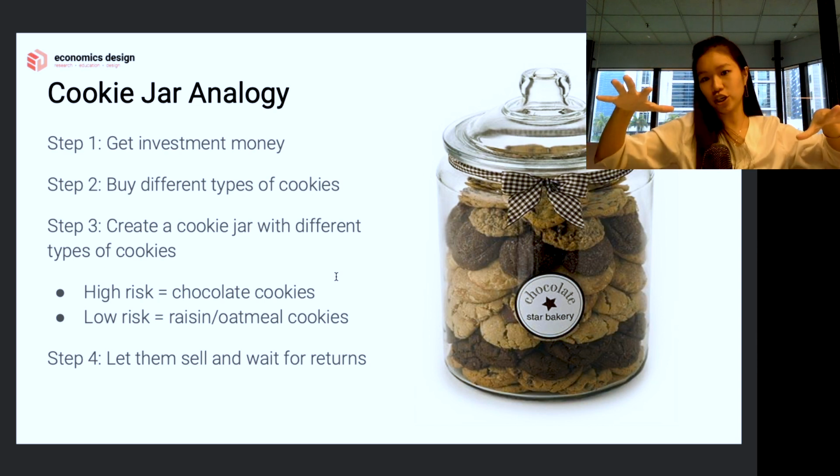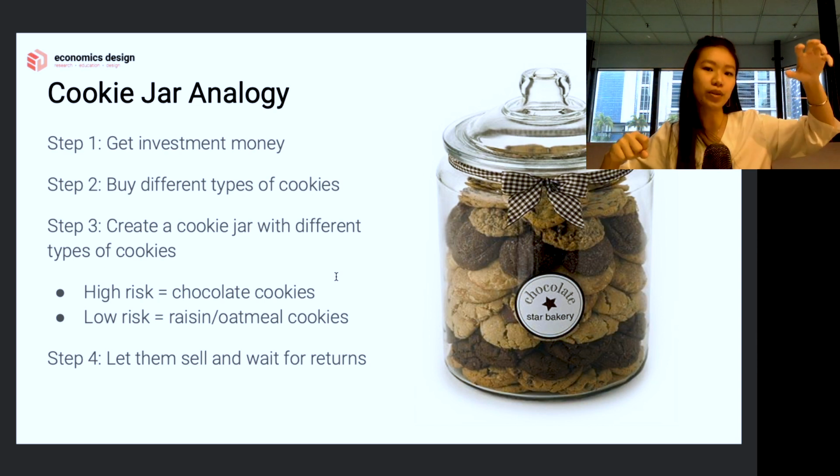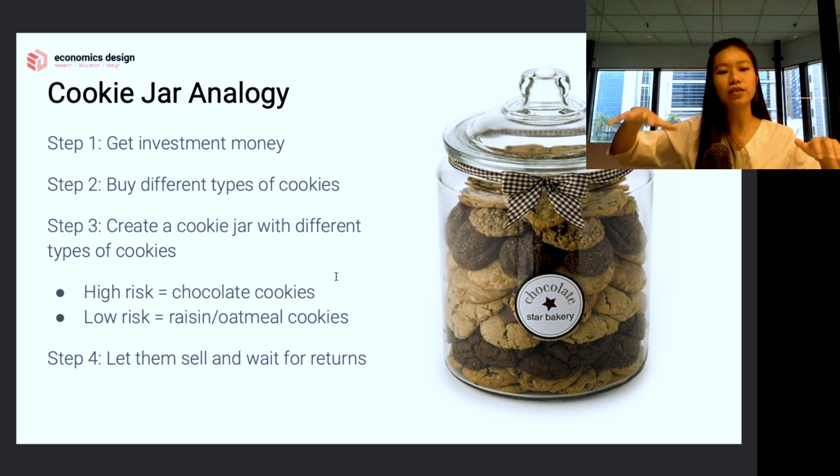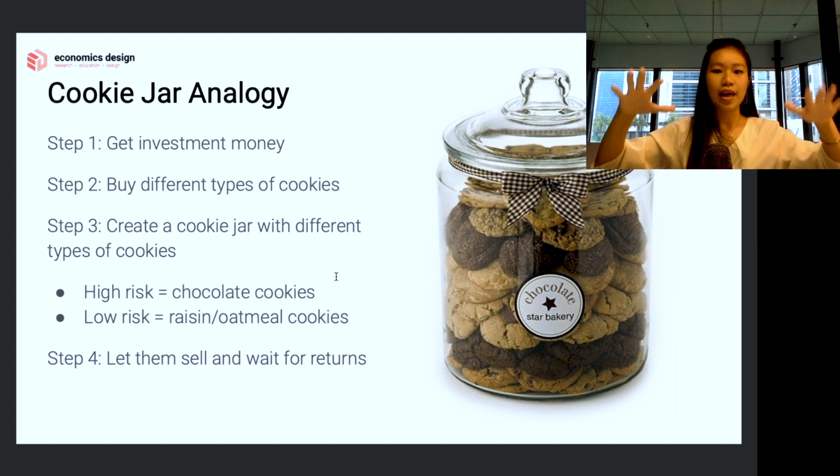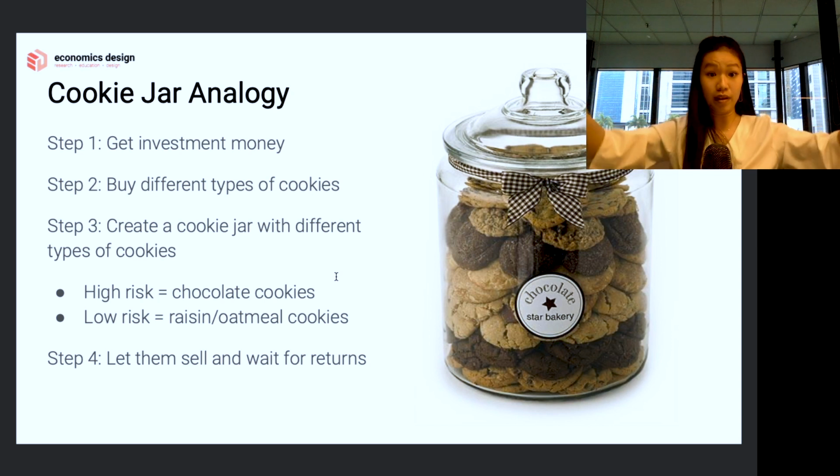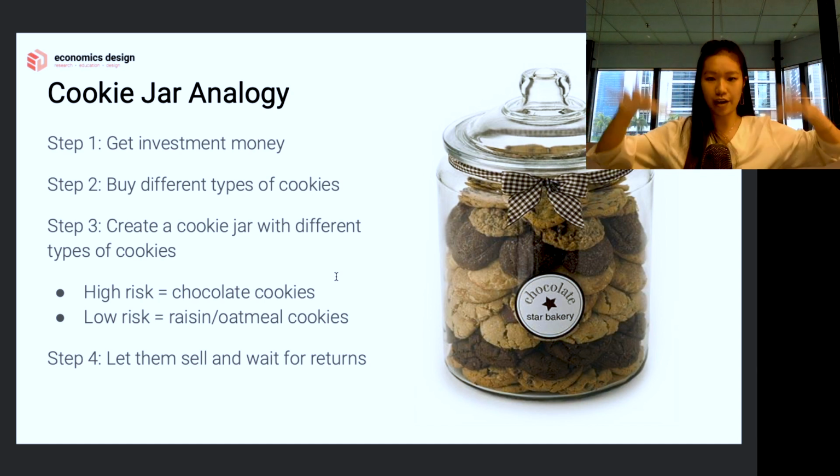So now I've got 2 types of cookie jars. I have a cookie jar with high health risk, so very chocolatey, and I've got a cookie jar that's low risk, that is healthier. And then, because these cookies in the cookie jar are coming from people like you and me, we're investing in it, right? So you own part of this cookie jar.